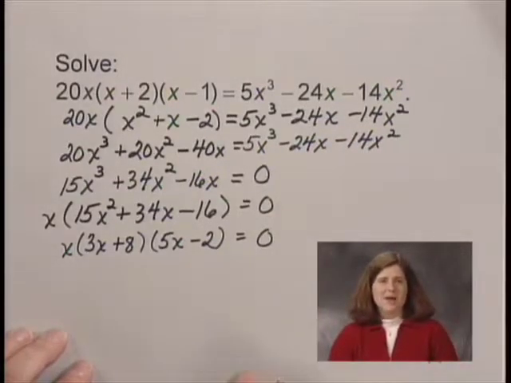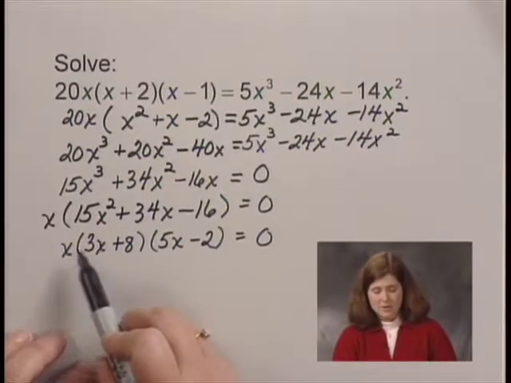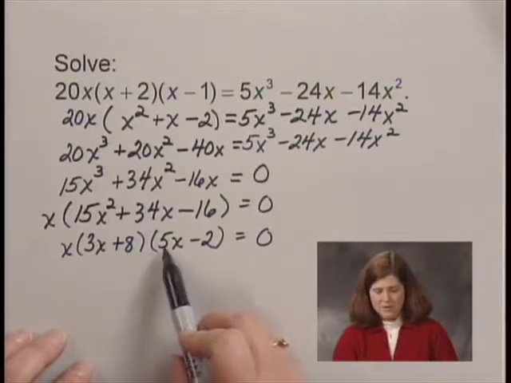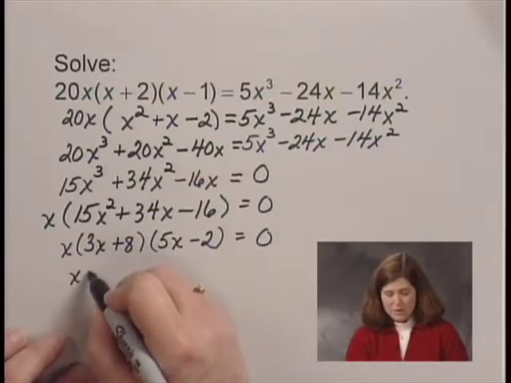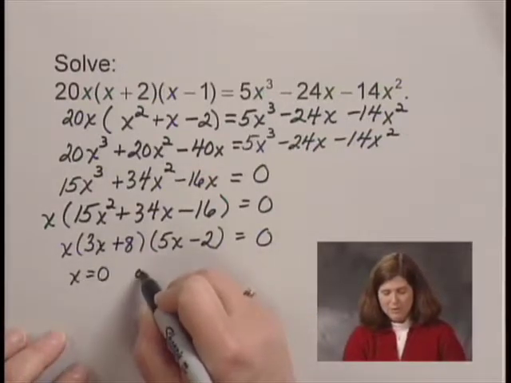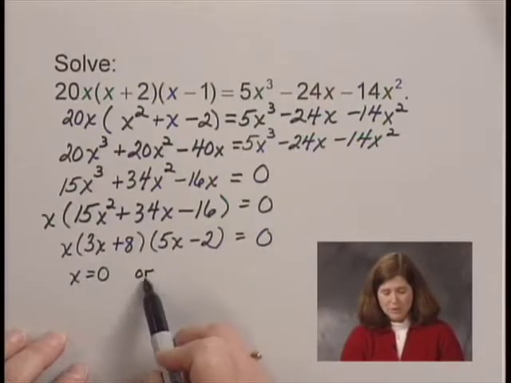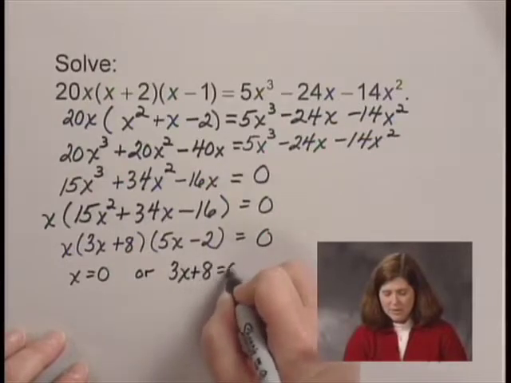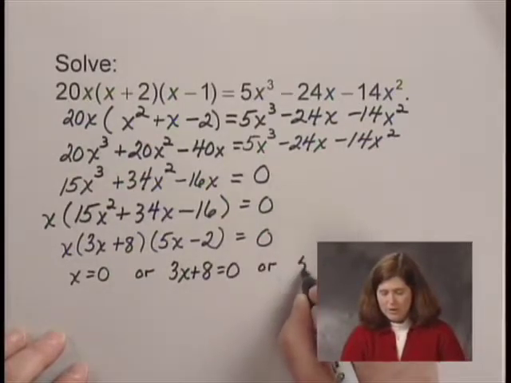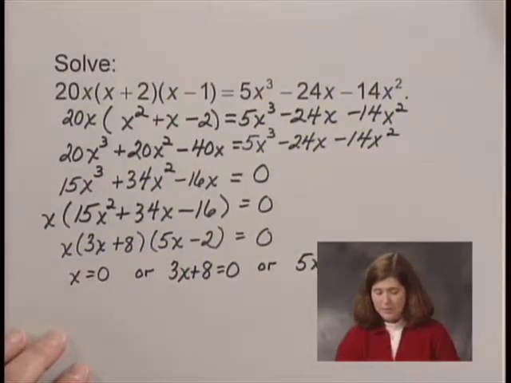Now once I have it factored, I actually have three factors. x is a factor, 3x plus 8 is a factor, and 5x minus 2 is a factor. Any of those three, if they were equal to 0, would make the product 0. So I say x equals 0, or 3x plus 8 equals 0, or 5x minus 2 equals 0.